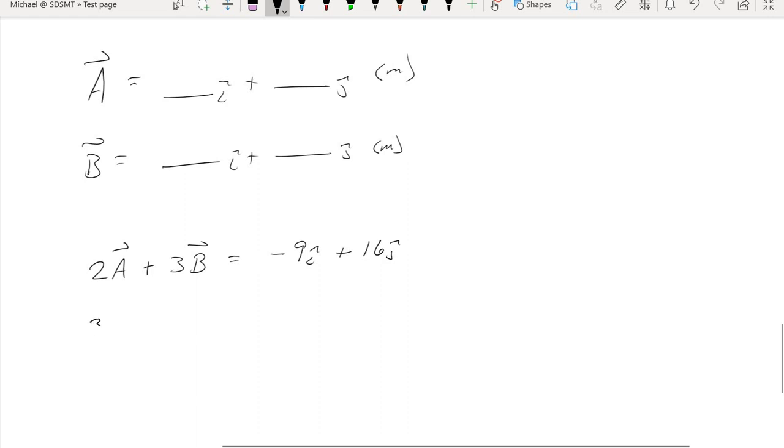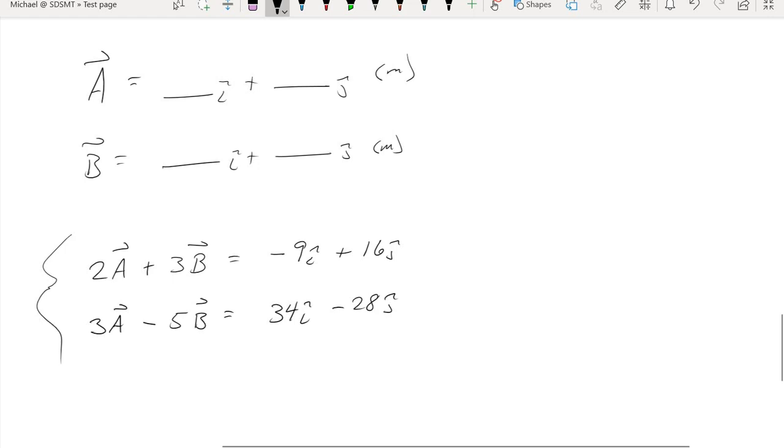And if we take 3 times the value of vector A minus 5 times the value of vector B, we will get 34 i hat minus 28 j hat. So given this information of these 2 different combinations of the vectors, we want to find the individual components of vector A and vector B.